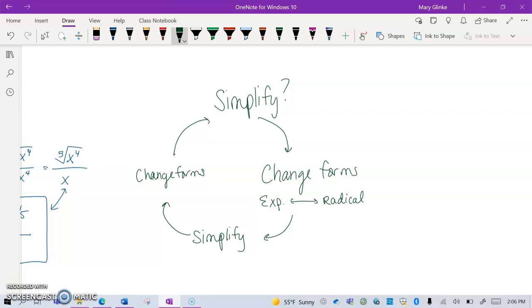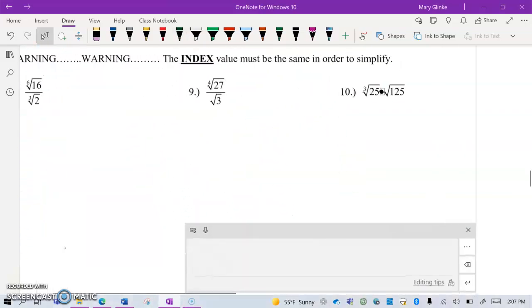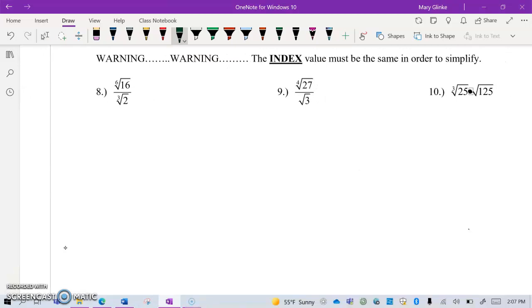Okay, so that's kind of your process, because sometimes you can simplify in exponential form when you can't in radical form, and vice versa. So let's take a look at some examples where we're going to have to go back and forth between the different forms. Let's take a look at number 8.